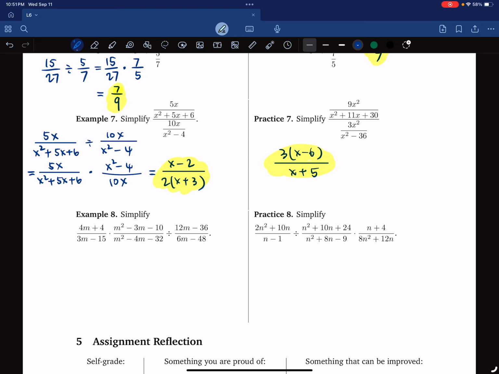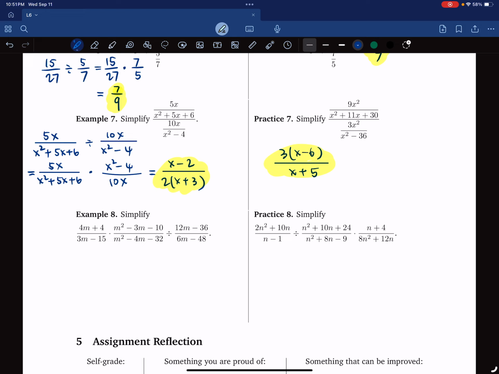But the process will be the same. So I'm going to factor as we go, just to save some space. Because we know that for the division part, we're going to flip it, right? We're going to flip it. So let's start with the first part, 4m plus 4.